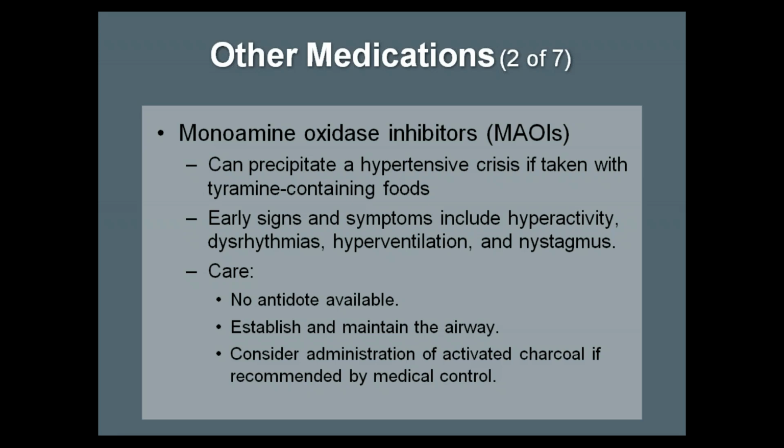MAOIs can precipitate a hypertensive crisis if taken with a tyramine-containing food. I'm not even sure what that would be. I apologize. Early signs and symptoms include hyperactivity, dysrhythmias, hyperventilation, nystagmus. So an overdose on MAOIs would be similar to a stimulant in some ways. No antidote available. ABCs, and activated charcoal if it's in your protocol.